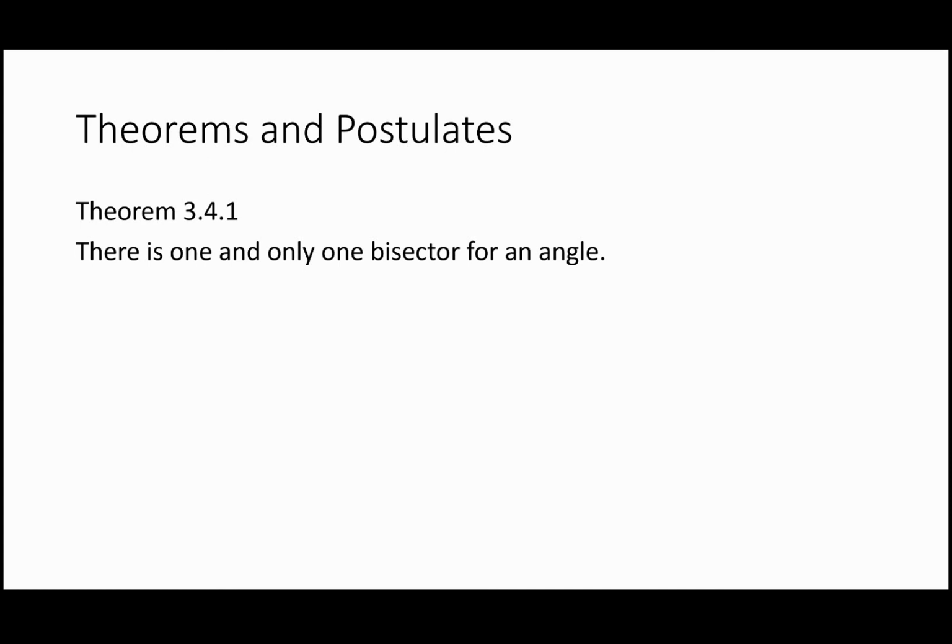It states there is one and only one bisector for an angle. So this is kind of along the lines of the postulate that was stating that angle bisectors, or sorry, I'm trying to draw comparisons from previous postulates, but I wanted to say that this is actually the angle version of the very first theorem that was presented in section 3.3. It was theorem 3.3.1, which states that for every line segment, there's a unique midpoint. So this is kind of like the angle version of that.